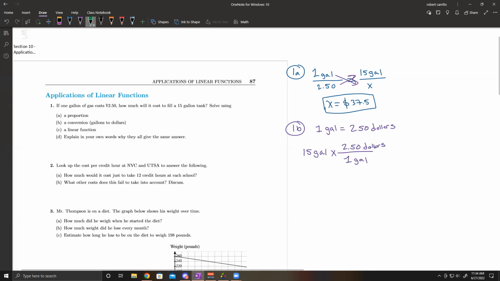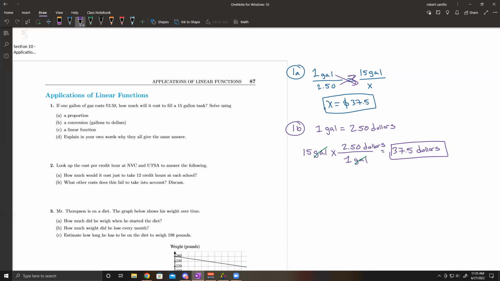And then when we're doing our conversions, we cancel units. So gallons is canceled, and what we're left with is 15 times 2.50, which will give us the same answer above, $37.50. Okay, so we have solved it with a proportion. We have solved it with a conversion.